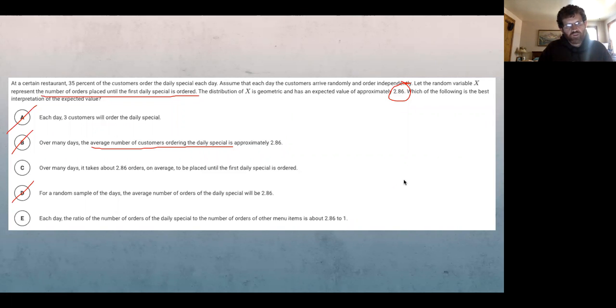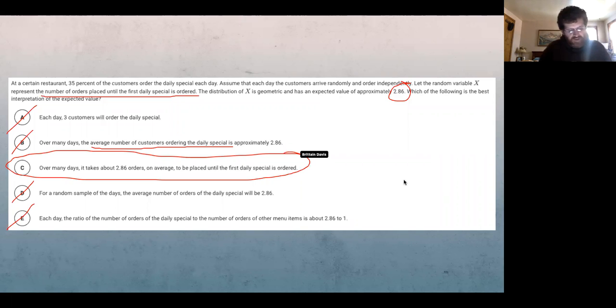Each day, the ratio of the number of orders of the daily special to the number of orders of other menu items is 2.86 to 1. That is just a wild interpretation. That is not true at all. So there it is. The answer is definitely C.